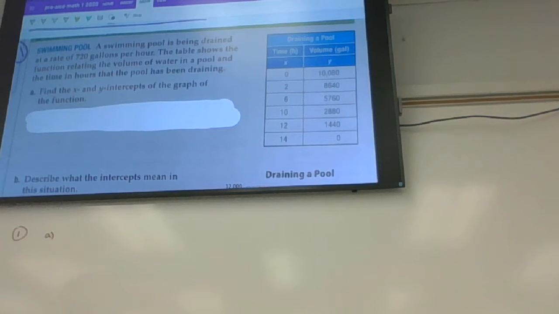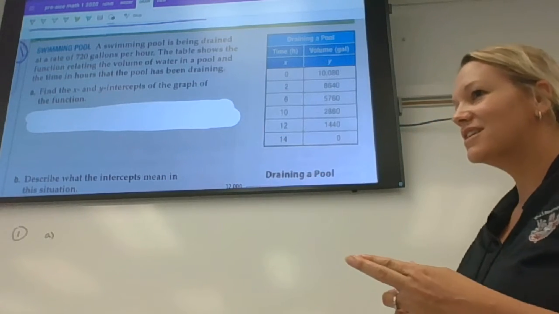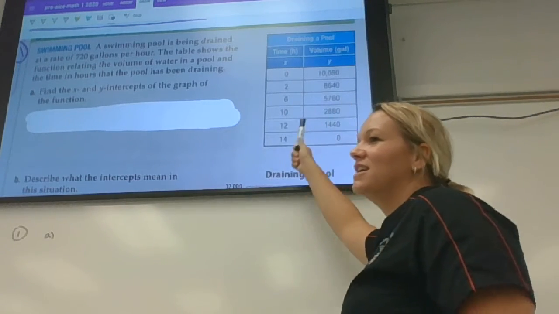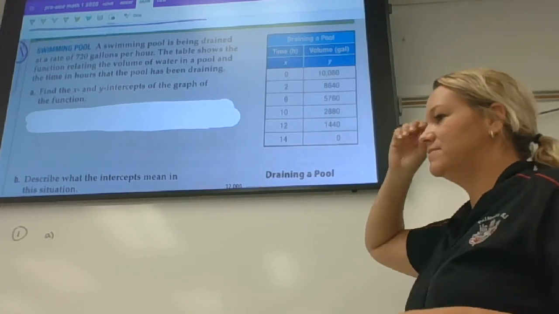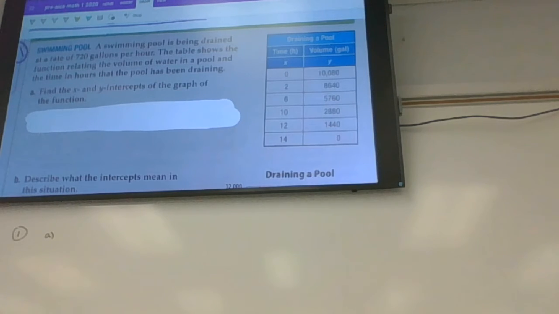Okay, I should switch you and Zach. Can you see? Can you see? Did you find the intercepts here? You can't see the numbers? Pull your blue book out. Miss Baldwin, he's needed glasses since 5th grade.